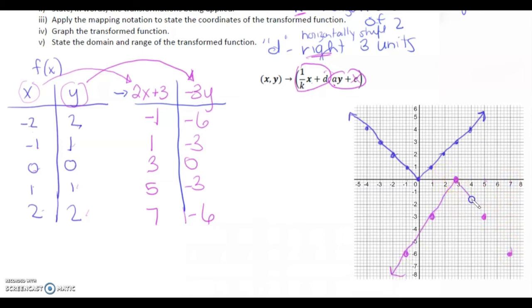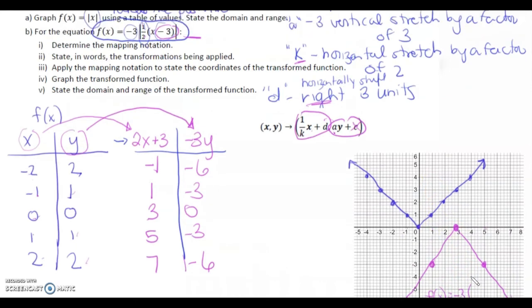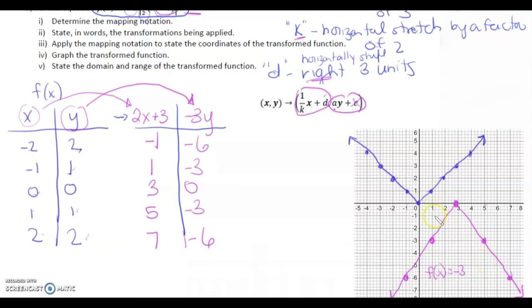We have symmetry here. And we can label this f at x equals -3, 1/2 x minus 3. And we can label this as the original f at x equals absolute value x.